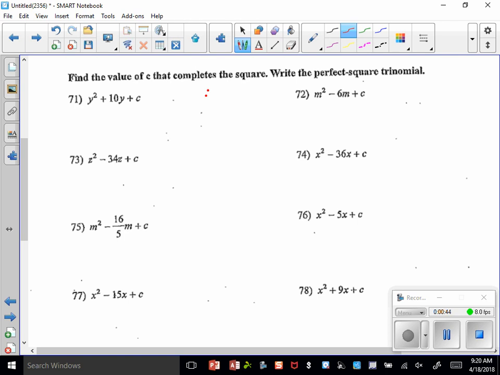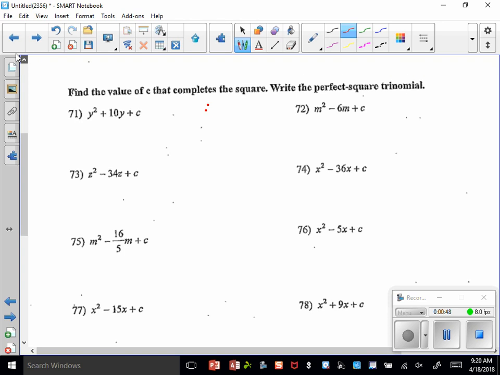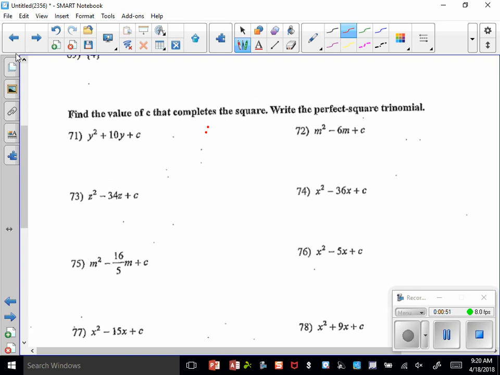It's a fairly easy process. To get what C equals, you're going to take the B term, and I'll put it above the directions, and you're going to divide it by 2, and then you're going to square it. So that's how we're going to get the C term. Whatever the B term is, we're going to just cut it in half and then square that number, and that will give us what we call a perfect square trinomial.